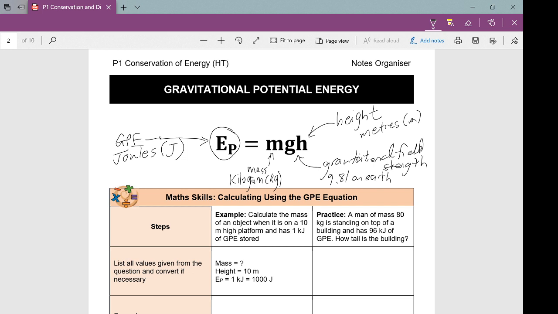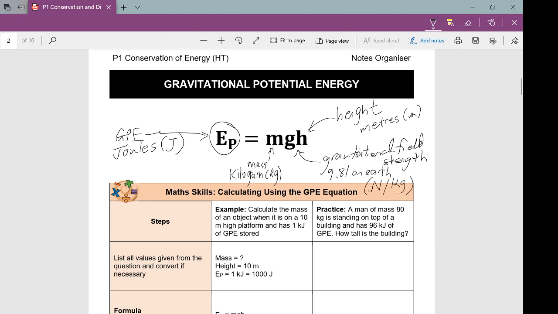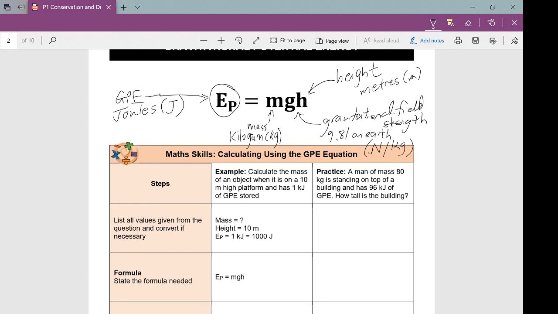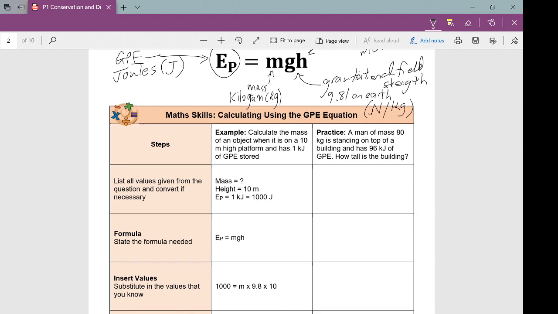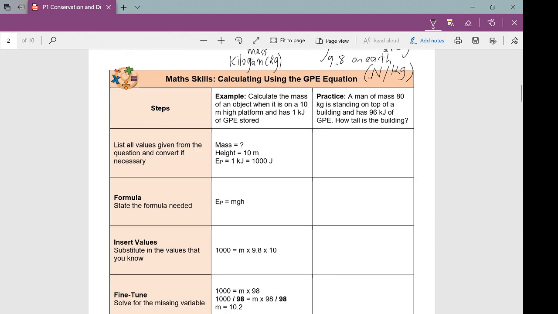And we measure it in N/kg, newtons per kilogram. Right. So, bit of practice then. I should say 9.8. We'll shorten it to 9.8. Bit of practice then. Right.